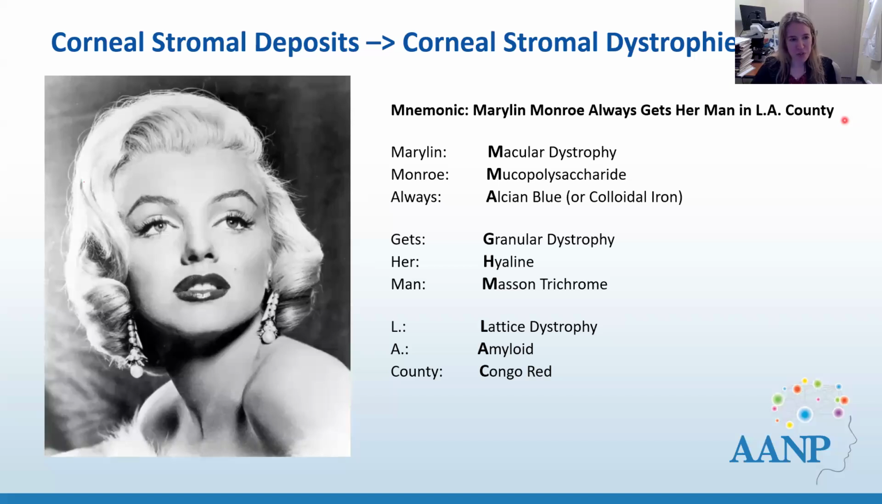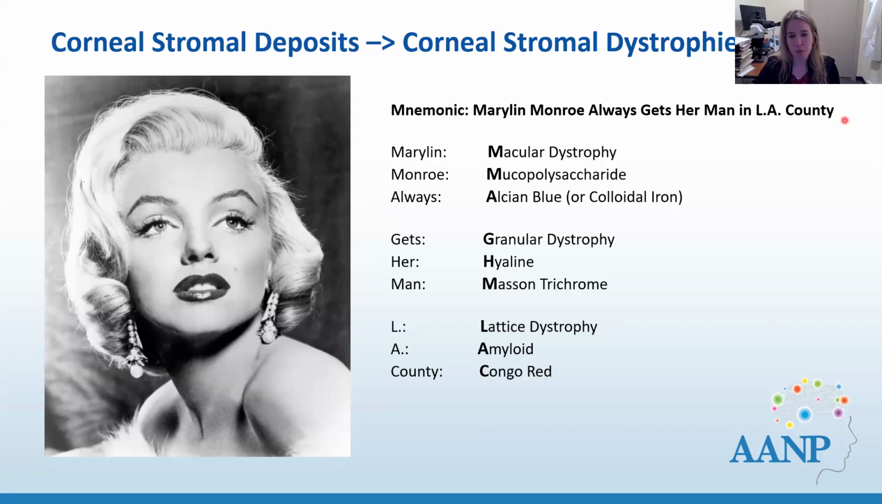Now, ophthalmology residents learn about corneal stromal deposits. And whenever you see corneal stromal deposits, you think about corneal stromal dystrophies. All ophthalmology residents will learn this mnemonic about corneal stromal dystrophies: Marilyn Monroe always gets her man in LA County. That really reminds us of the main corneal dystrophies.